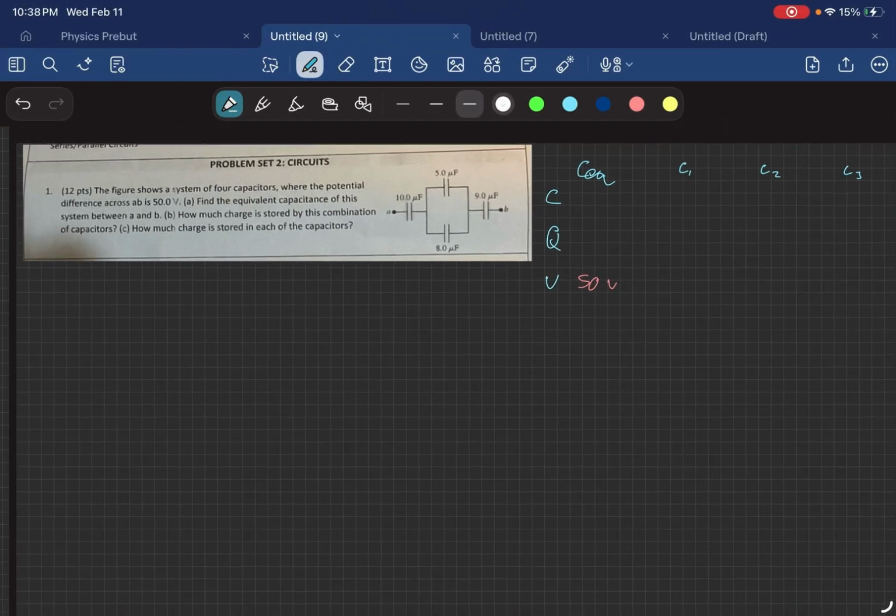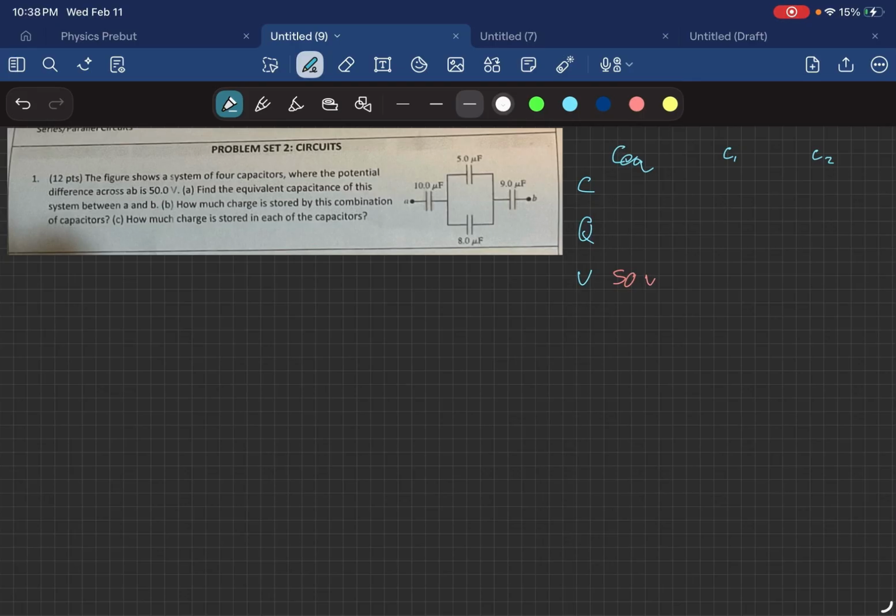We have here a capacitance circuit from problem set 2. If you know, you know. It says here, the figure shows a system of four capacitors where the potential difference across A, B is 50 volts.